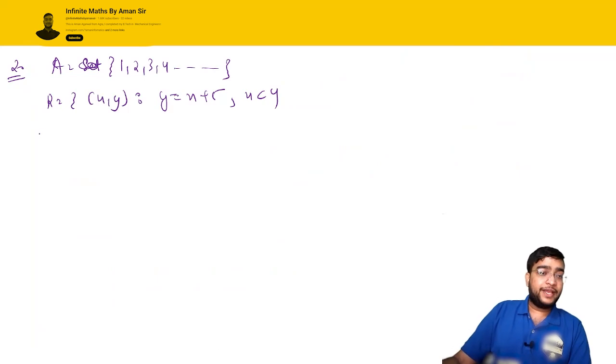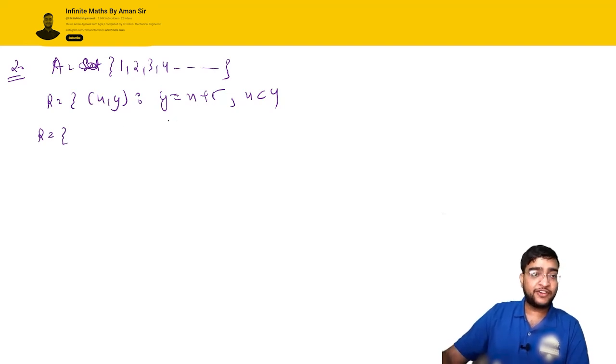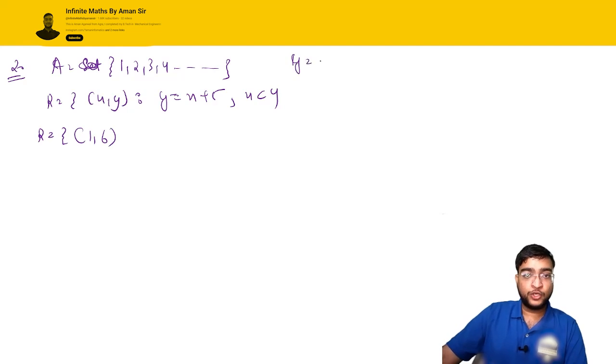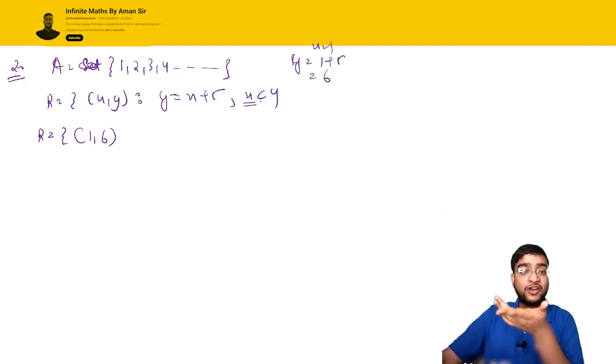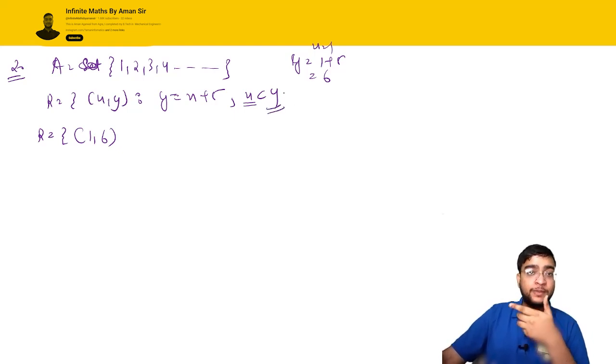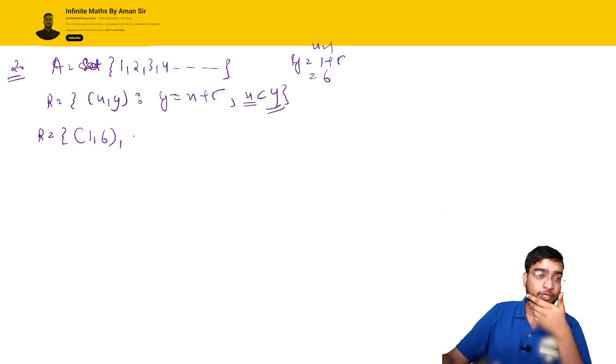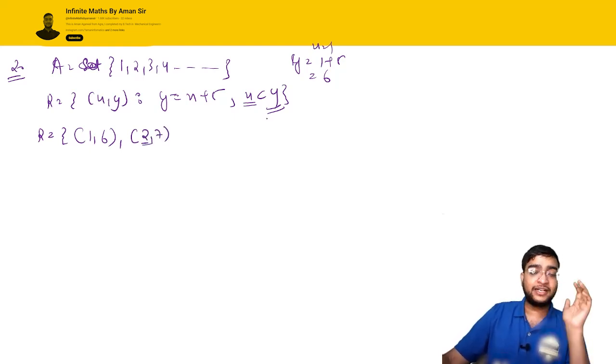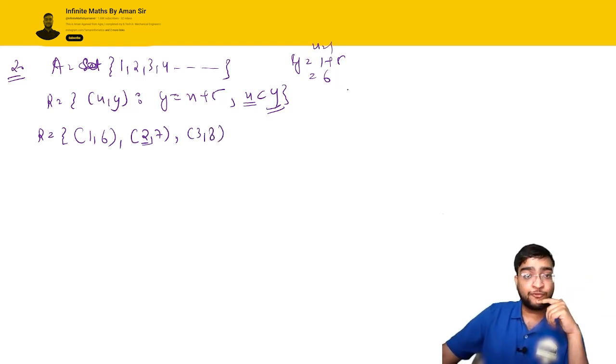Let's find the relation here. Can I take x equals 1? Yes, because if x equals 1, then y should be 6, and x equals 1 is also less than 4, so this condition holds. So I can take 1 comma 6. If I take x equals 2, then 2 comma 7, because 2 is less than 4, that is also considerable. And 3 comma 8 will also be considered because x is less than 4. Can I say 4 comma 9 here?